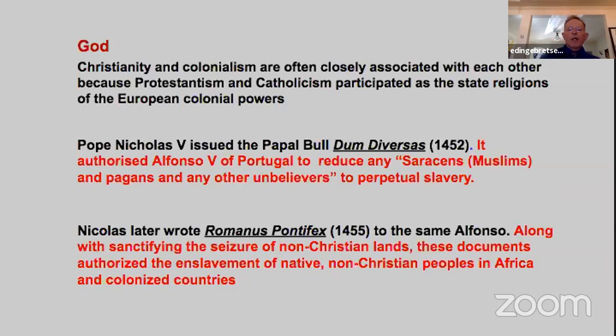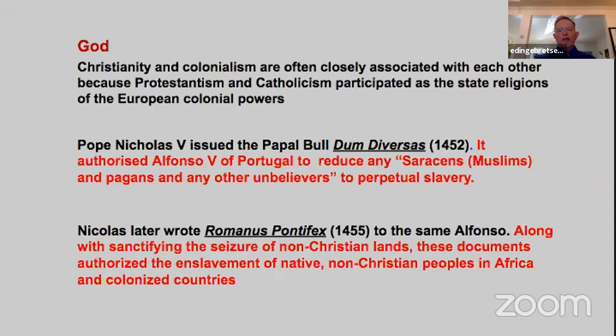God, Christianity and colonialism, often closely associated with, and Pope Nicholas in 1452 authorizes Portugal to, quote, reduce any Saracens, Muslims, and pagans and any other unbelievers to perpetual slavery. This is in the text, bad Latin. Pope Nicholas later writes, 3 years later, to the same king.